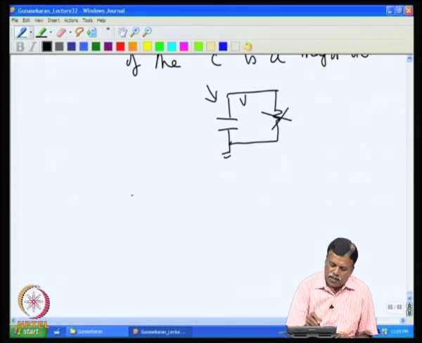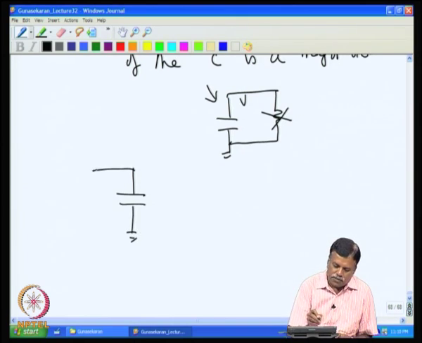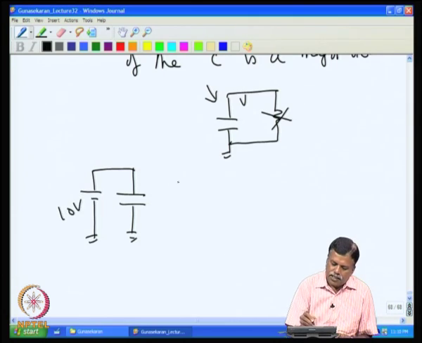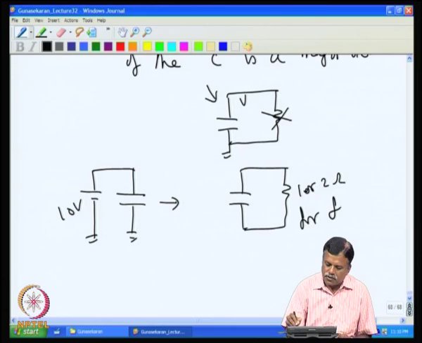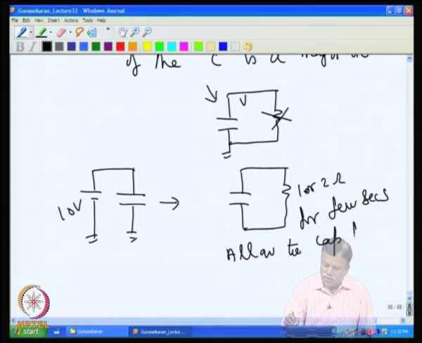What you can do is take a capacitor and charge it to, say, 10 volt. Then the second step: take this capacitor, put a few ohms, one or two ohms, across it and leave it on for a few seconds. Allow the capacitor to discharge fully.